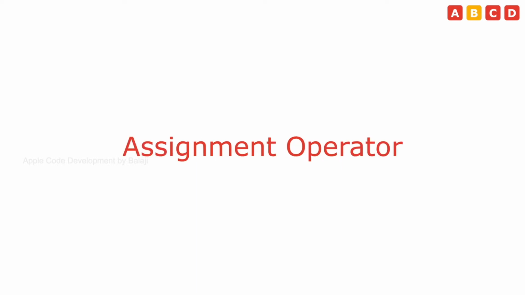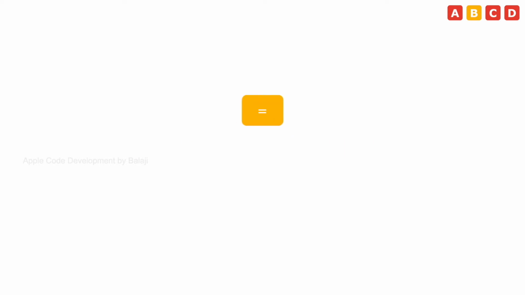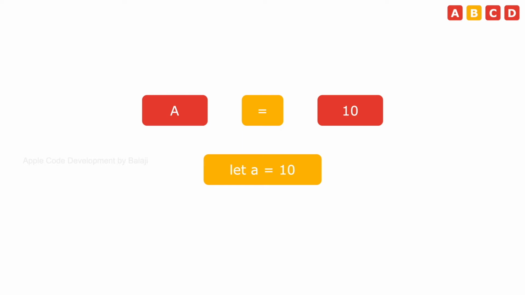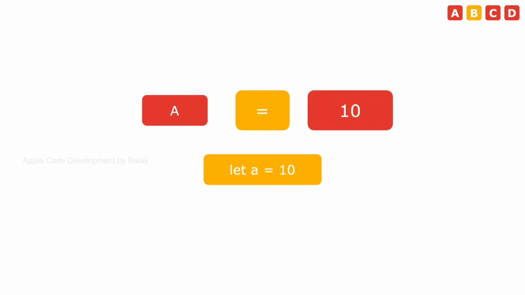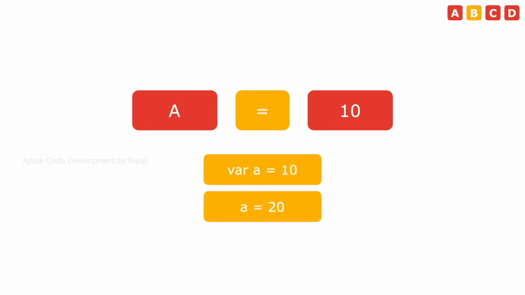The second topic is assignment operator. It is used to assign a value to a property like a equal to 10. Here what's happening is that we are assigning value 10 to the property a. If we want to change the value to 20, we need to declare the property as a variable. Now we can change the value like a equal to 20.